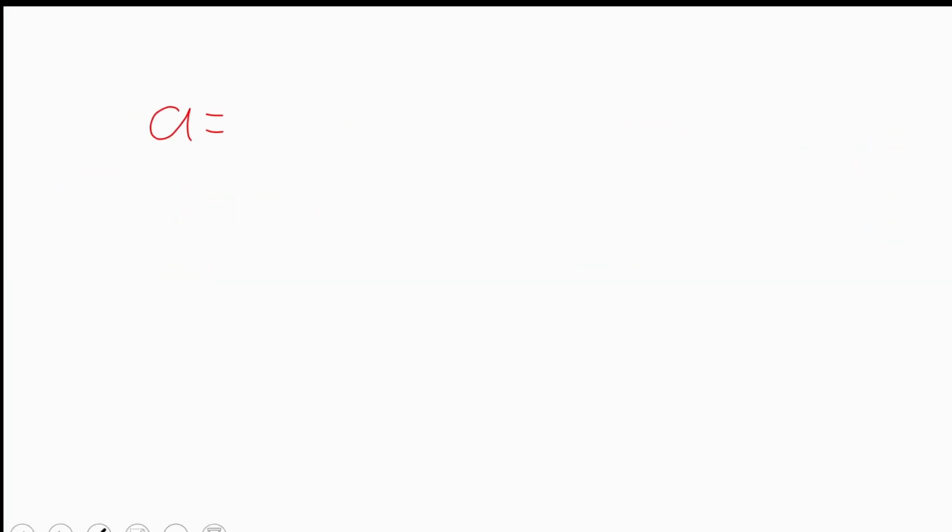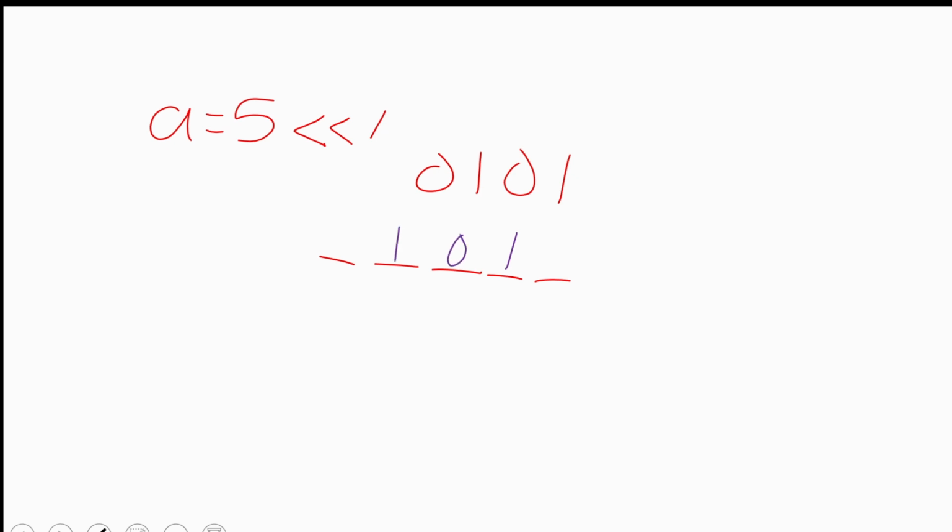So A has the value plus 5. If you represent plus 5, you will get 1 0 1 and the sign bit will be 0. Now if you perform a left shift by 1, what will happen? Let me discuss it with you all. This 1 will be left shifted to here, this 0 will be left shifted, this 1 will be left shifted, this 0 will be left shifted, and in this empty place you will get 0. So 0 1 0 1, if you perform a left shift by 1, you will get 0 1 0 1 0.